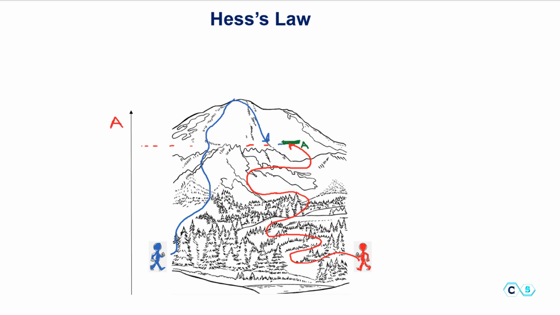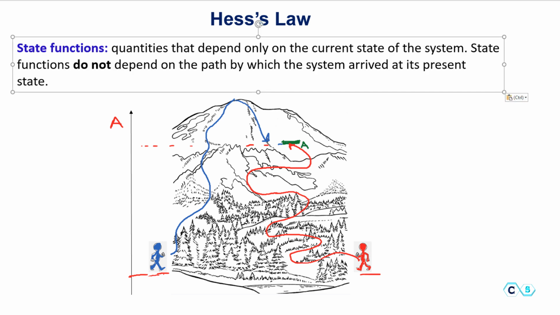So let's say this is the altitude, and the altitude does not depend on the route that the hikers have taken, but only depends on the initial and the final state. Initially they are at this altitude and then now at altitude A. So if we want to generalize, state functions are quantities that only depend on the initial and the final state of the system. They're not dependent on how the final and initial states have been achieved.